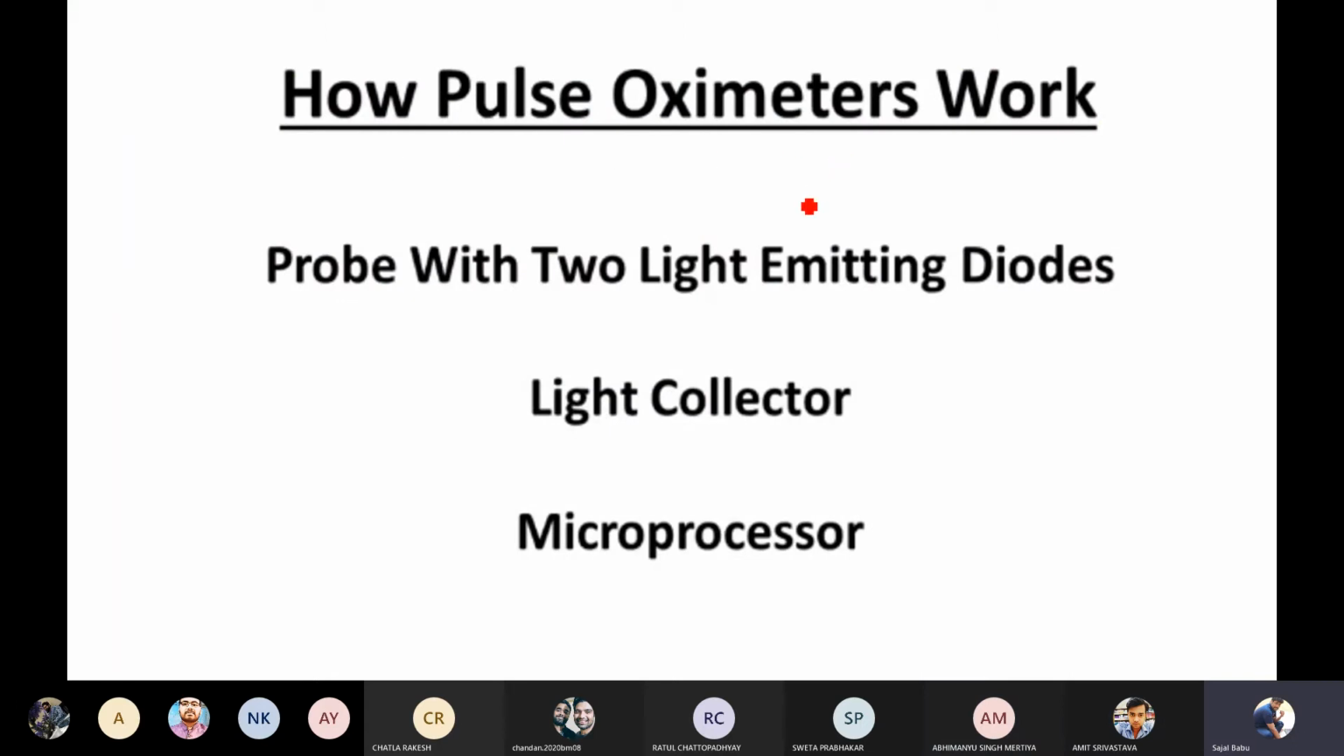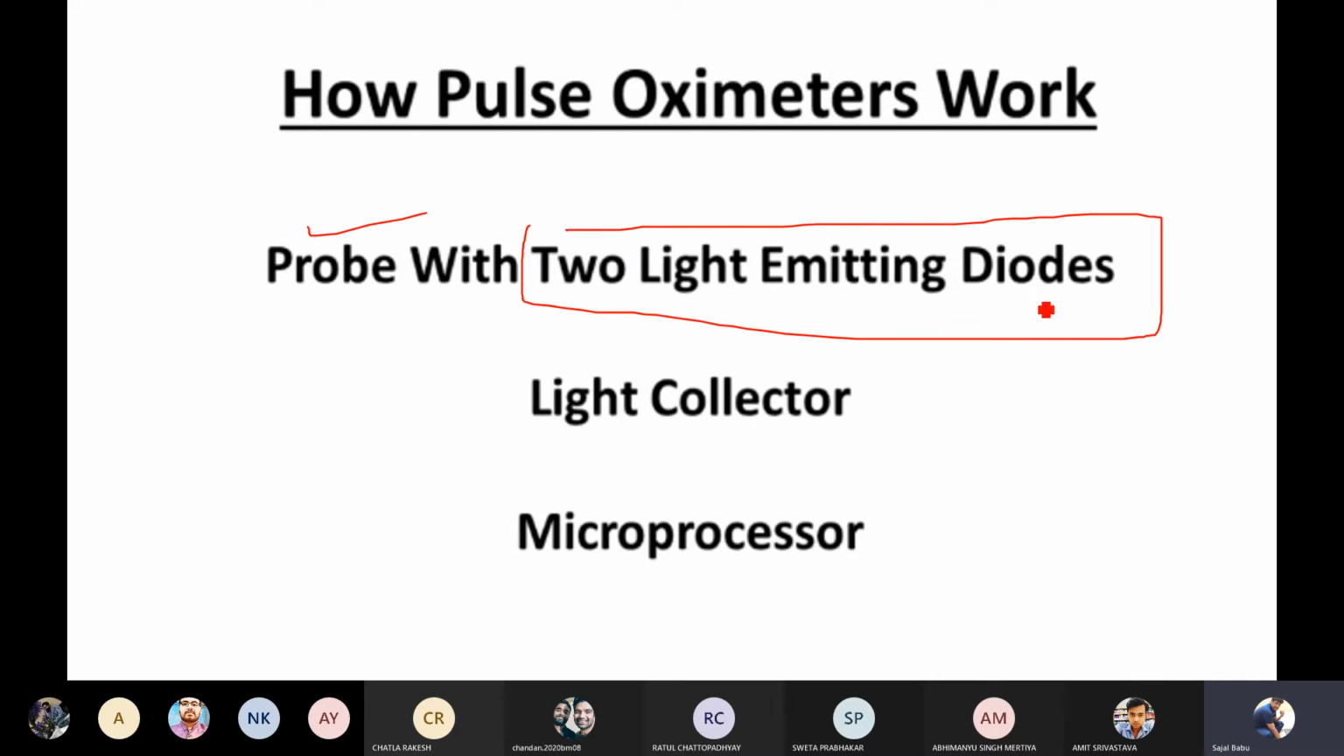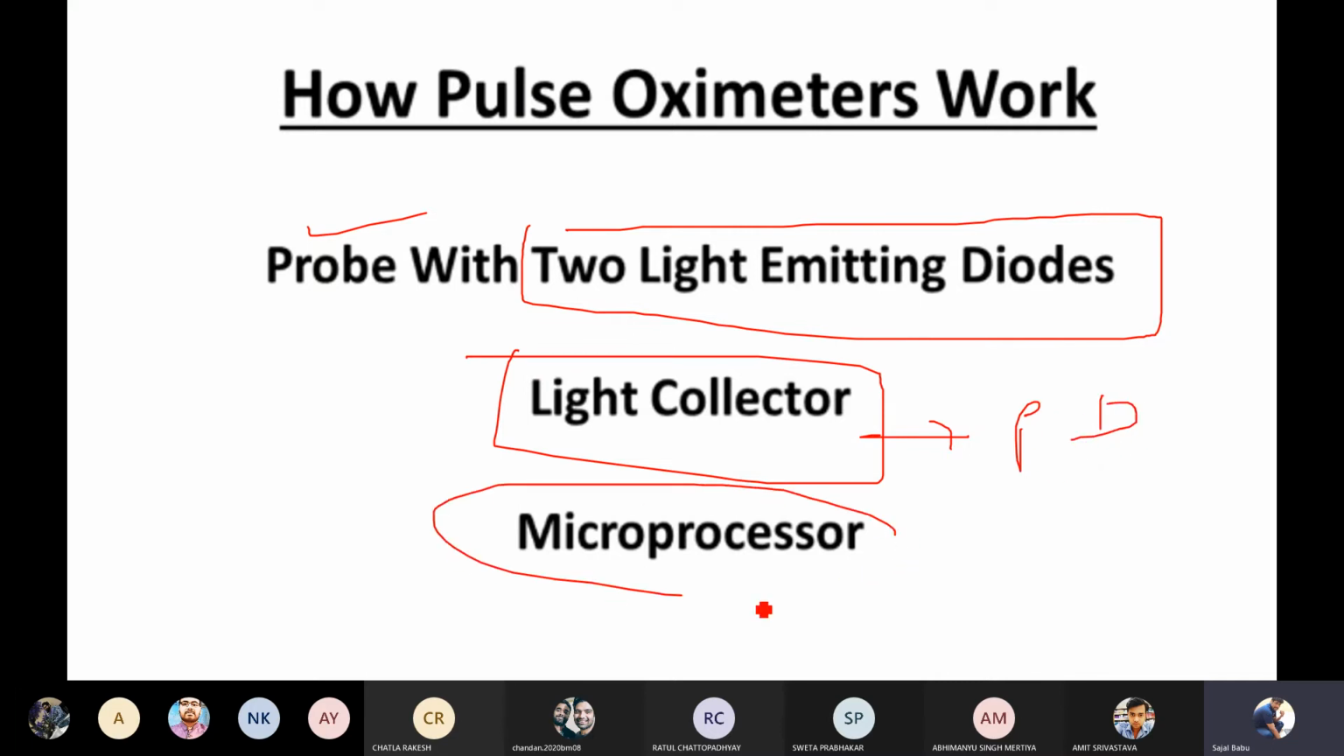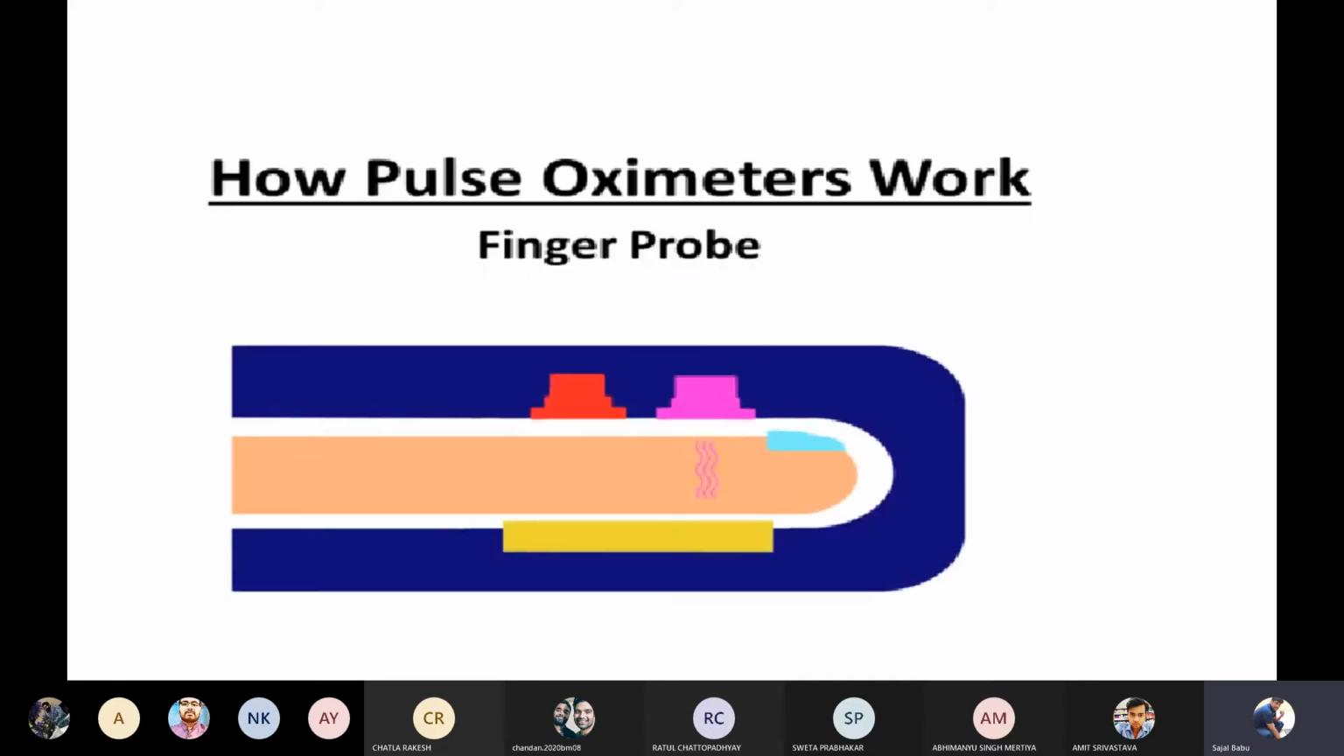Okay, so now let us see how the pulse oximeter works. The first thing is you have a probe, and that probe has two light emitting diodes. Then there is one light collector, which you can call a photodetector. Then there is a microprocessor for processing the sensor data. So these are the three things.